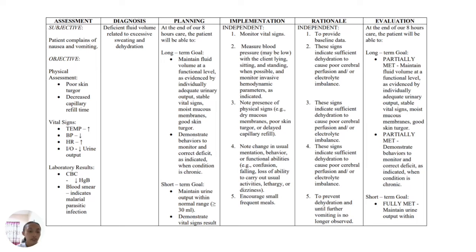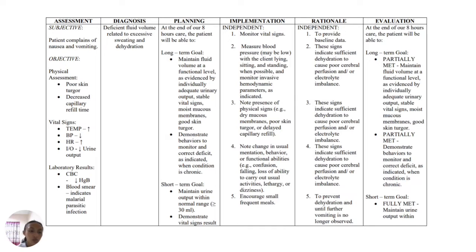So for the implementation, we have the independent intervention where we have to monitor the vital signs in order to provide baseline data, measure blood pressure, it may be low, with the client lying, sitting, and standing when possible, and monitor invasive hemodynamic parameters as indicated. These signs indicate sufficient dehydration to cause poor cerebral perfusion or electrolyte imbalance. So note the presence of physical signs, for example, dry mucous membranes, poor skin turgor, or delayed capillary refill, and also note the changes in usual mentation, behavior, or functional abilities. Examples are confusion, falling, loss of ability to carry out usual activities, lethargy, and dizziness.